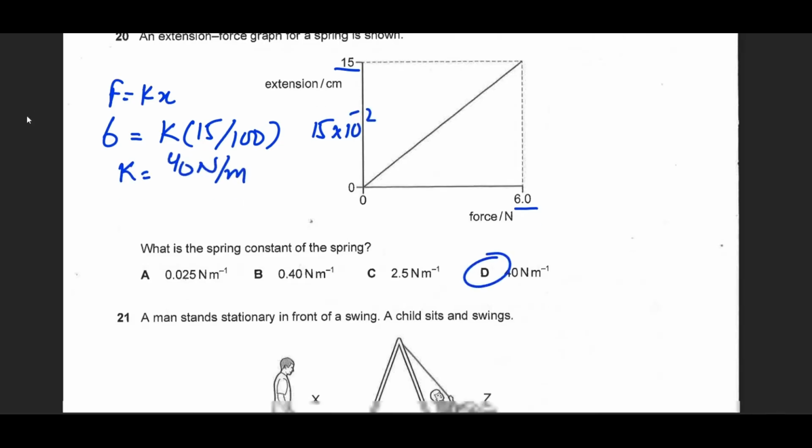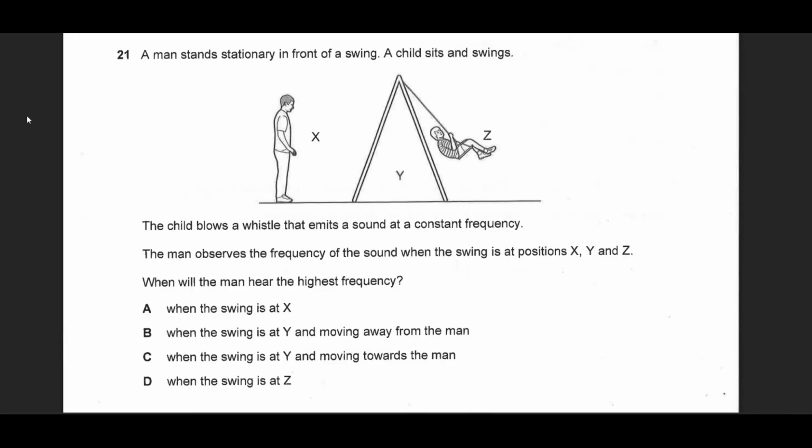So be careful. Question number 21 is from Doppler's effect. He says that the whistle with this student, or with this child, is exactly the same. It's producing the same frequency.